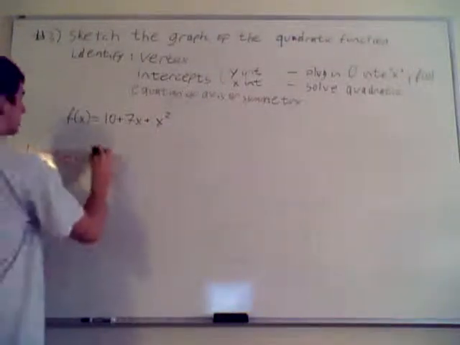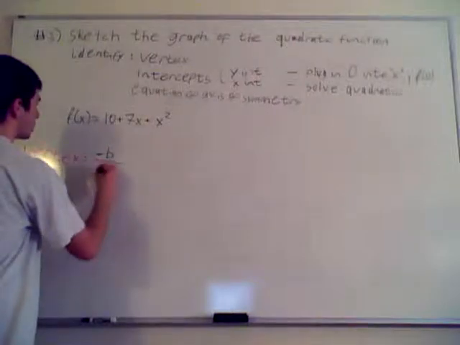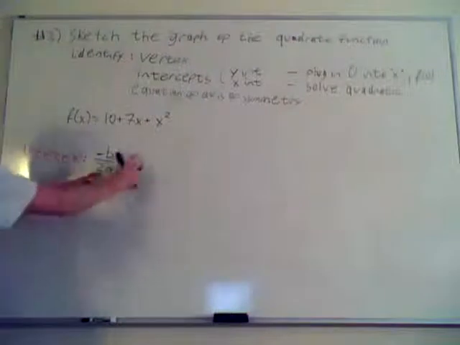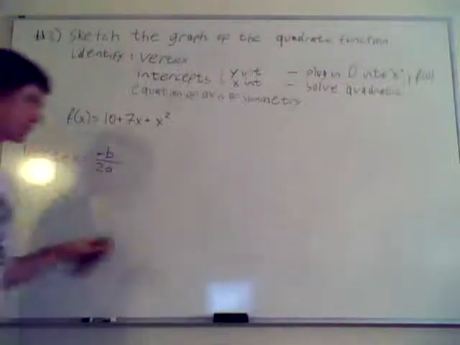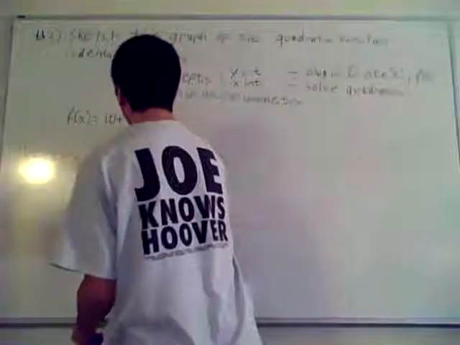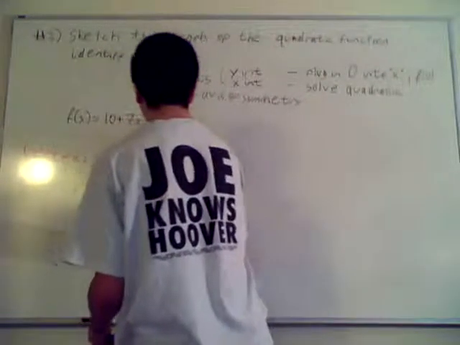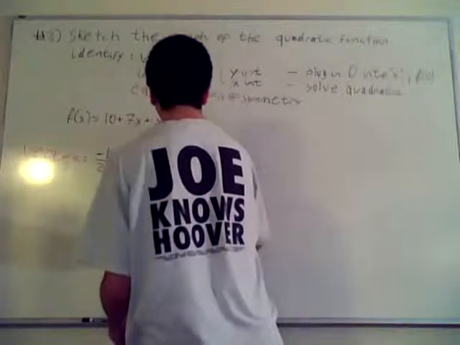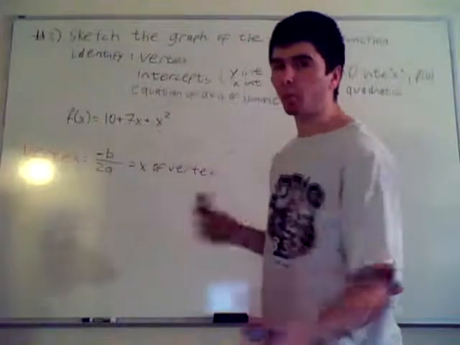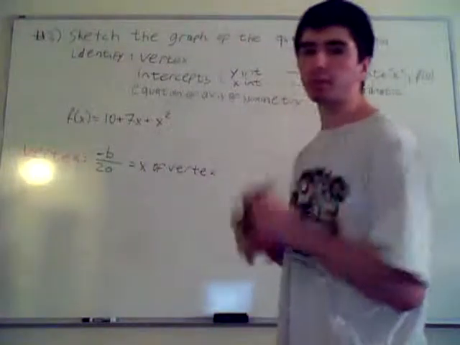To calculate the vertex, do negative b over 2a. Okay, that's your formula. Notice it's part of the quadratic formula. So you do that and you get your x of vertex. And what you do then is when you get the x, you plug it into here and you get your y. Because it's a point, you have to find the point of vertex.